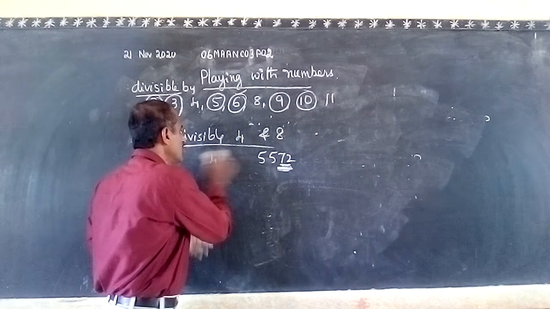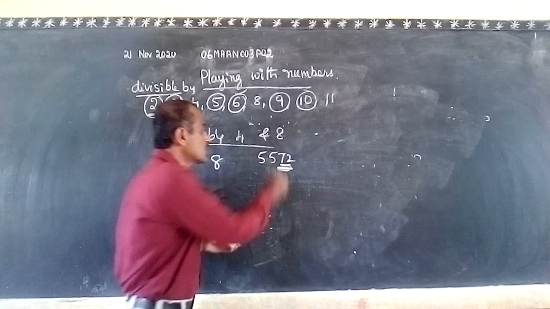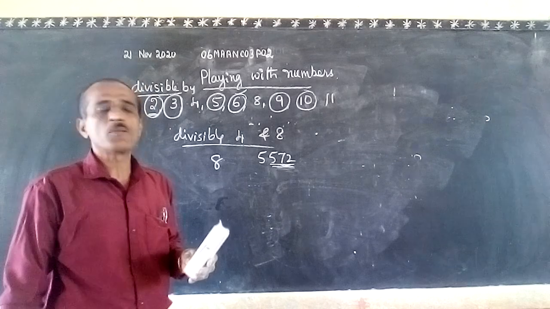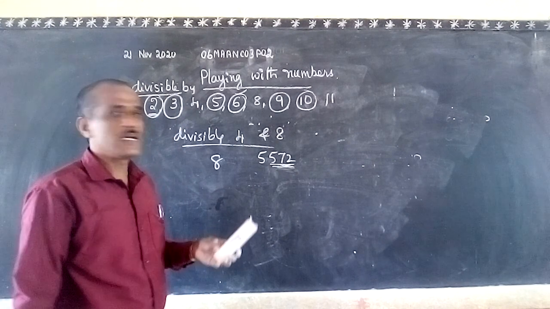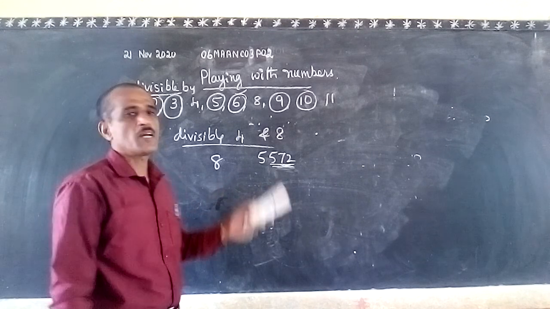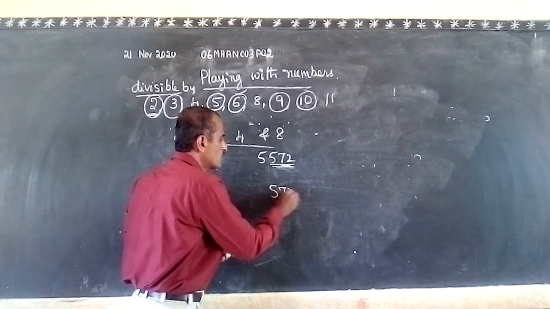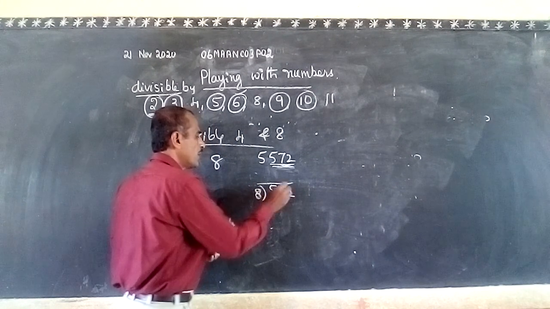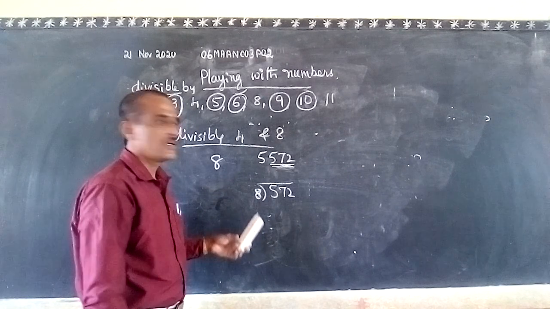Now to check whether it is divisible by 8, what you have to do is search the last 3 digits. For numbers having 3 or more digits, if the last 3 digits are divisible by 8 completely, then such a number is divisible by 8. Let us check. Is 572 divisible by 8? 572 divided by 8, let us check that.